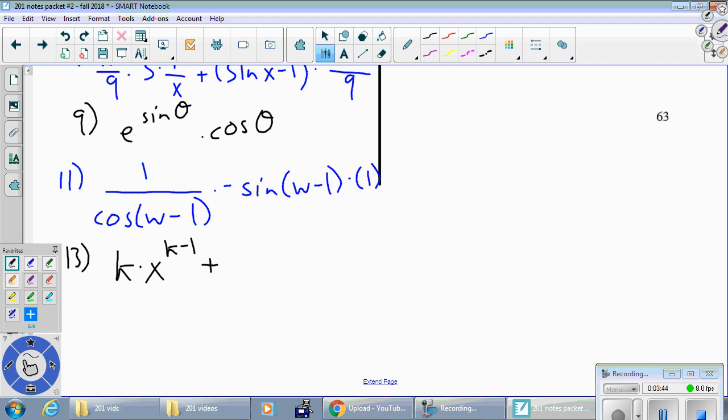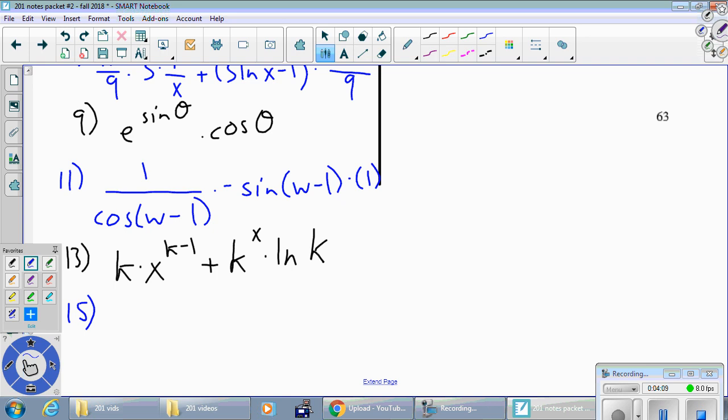That's it. K to the x is different. Here, the number is in the base and the variable is in the exponent, and this is a to the x. It's that rule. So the rule for a to the x would be a to the x ln of a. In this case, it's k to the x ln of k. So you have to be really careful that you are applying the right rule based on the form of the original problem. 15, sine cubed of theta.